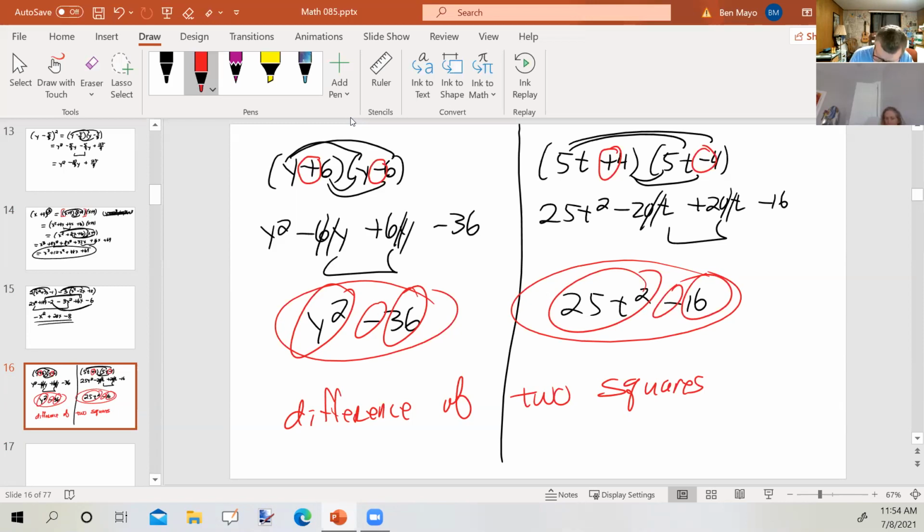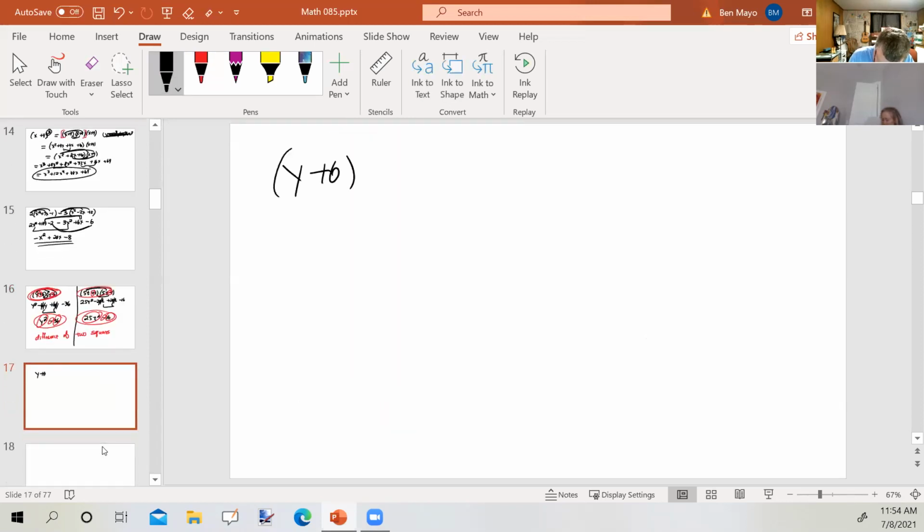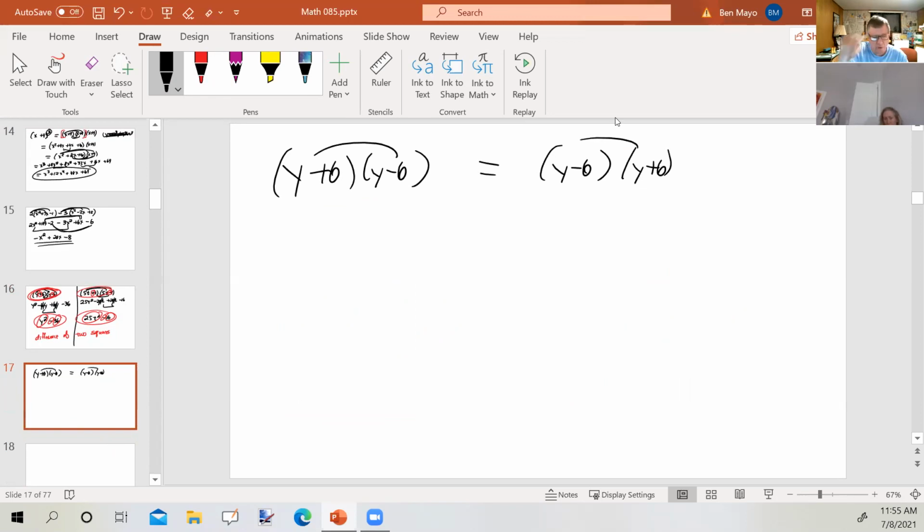When do you get that? You get that when you have this situation or this situation, and these are called a conjugate pair, where you have the sum of two numbers times the difference, or the sum of two terms times the difference of two terms. Okay, or you can have the difference of the two terms times the sum. It doesn't matter which one's first, because multiplication is commutative. Okay, while we're on that, let me remind you. So y plus 6 times y minus 6 is equal to y minus 6 times y plus 6, right? You can switch the order of the factors and you get the same result.